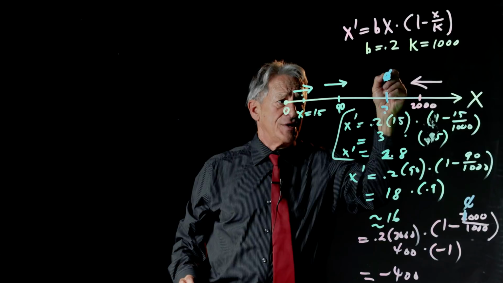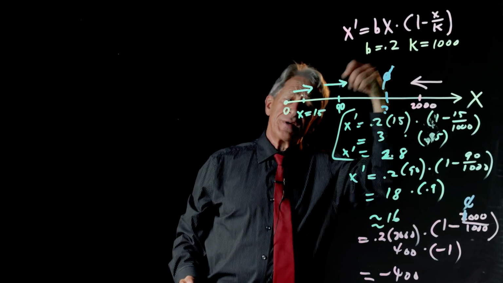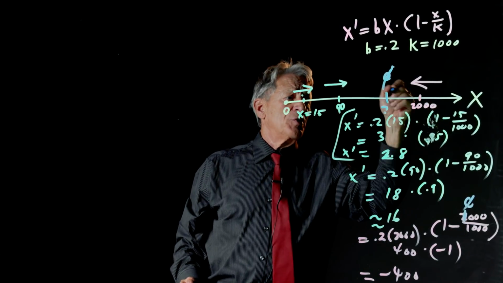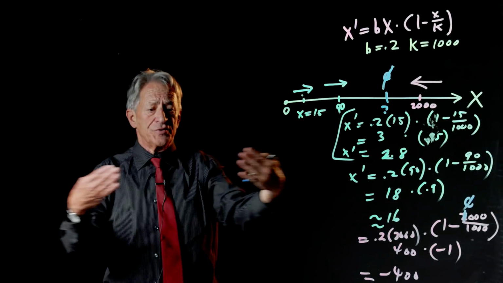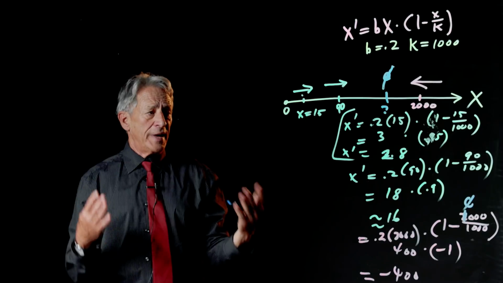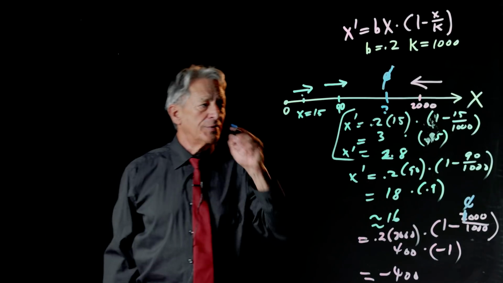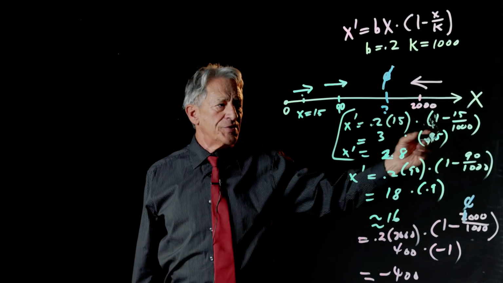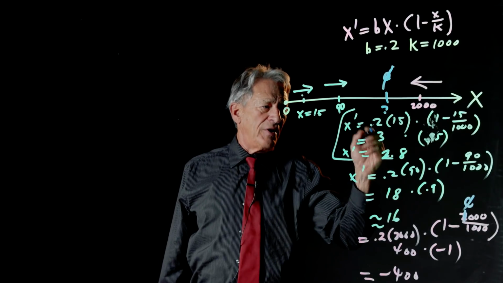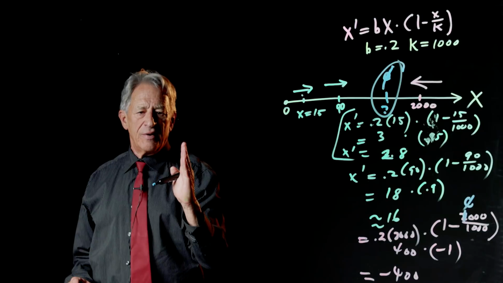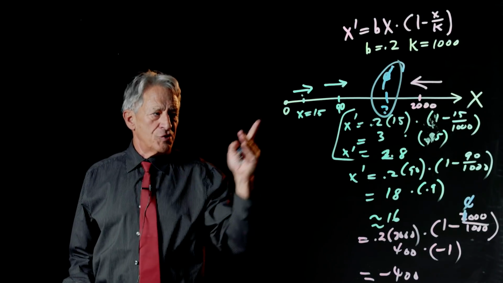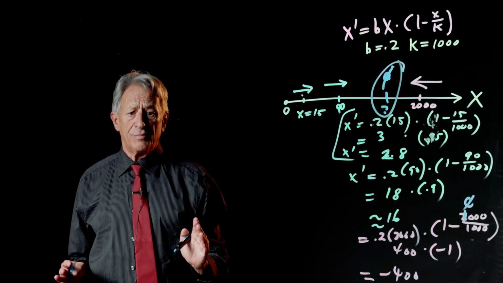It's going to be 0 at that point. And then it's going to pass to negative, and it's going to get more and more and more negative as we get larger and larger values. So the behavioral prediction is that no matter where you start in this system, you're going to end up at x equals 1,000 and sitting there forever because your change vector at that point is 0.